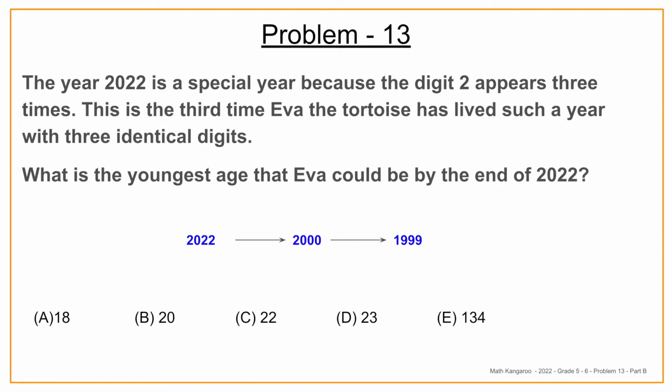So Eva has experienced 1999, 2000 and 2022. If Eva was born in 1999, she would have been 0 years old here. In 2000, she will be 1 year old. And in 2022, she may be 23 years old. So our correct answer is option D, 23.